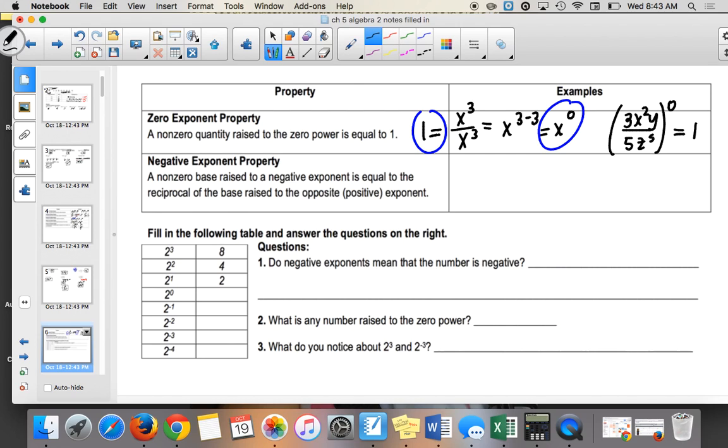All right, so how about the negative exponent property? We'll do something similar. What if I had x squared over x to the 5th? If I subtract my powers, 2 minus 5, I get x to the negative 3.